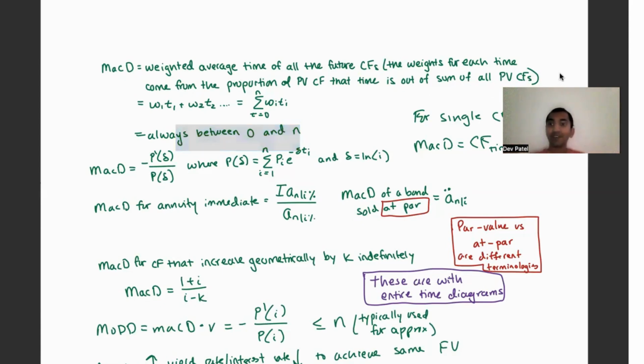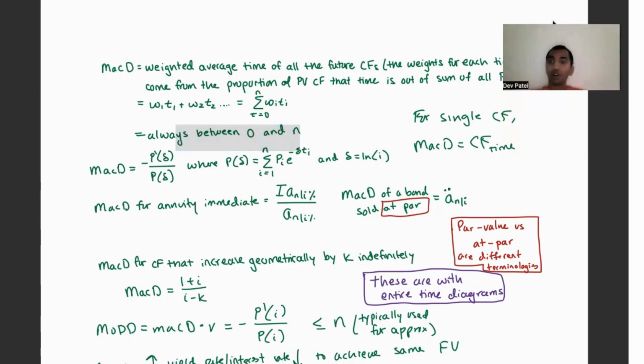So for a single cash flow, the Macaulay duration will just equal the time of when the cash flow occurs, because 100% of the entire cash flow is just from that one time. If there was 50% from time two, and 25% from another time, then we will take the weighted average of that. And the weights again come from the present value of the cash flow. So let's just go through an example of what this actually means.